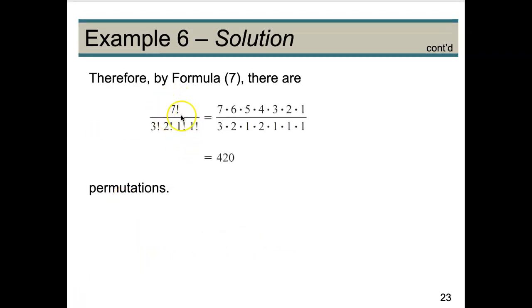Okay, so here's our setup. We have 7 factorial divided by 3 times 2 times 1 factorial. And when you do these factorials, you want to cancel all this. So I can cancel 3 times 2 times 1. And here. And the ones. So I'm going to have 7 times 6 times 5 times 2, which is going to be 420.